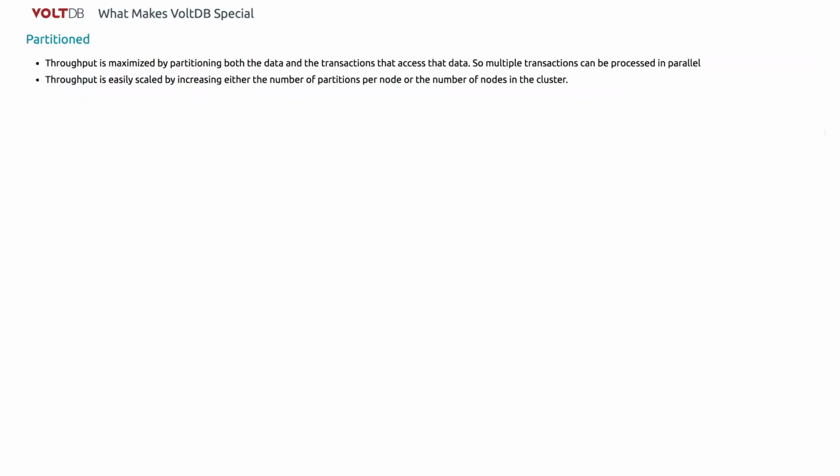Another aspect of VolteB that makes it special is that it is partitioned. Throughput is maximized by partitioning both the data and the transactions that access that data, so multiple transactions can be processed in parallel. Throughput is easily scaled by increasing either the number of partitions per node or the number of nodes in the cluster.